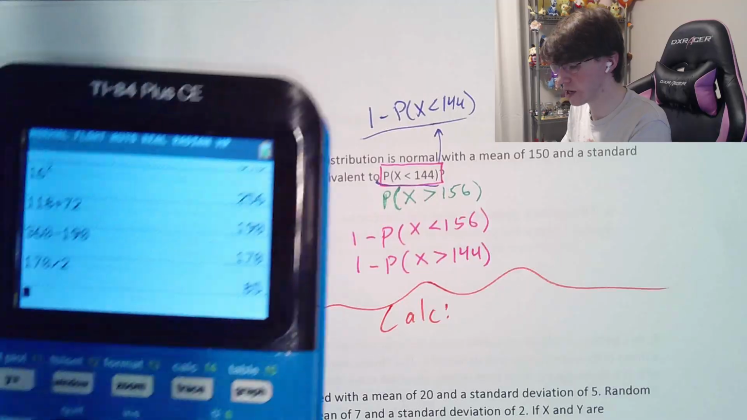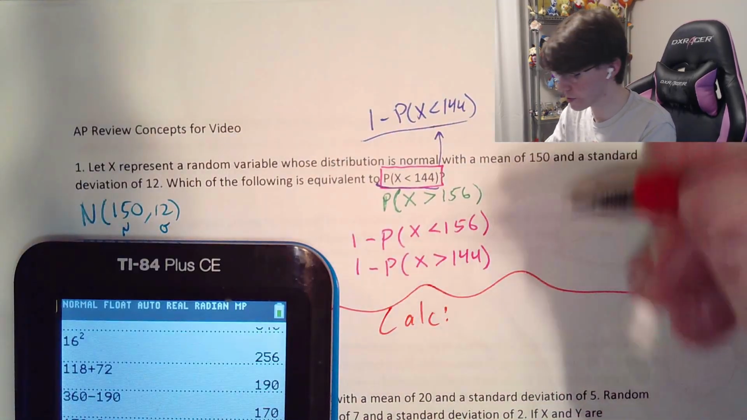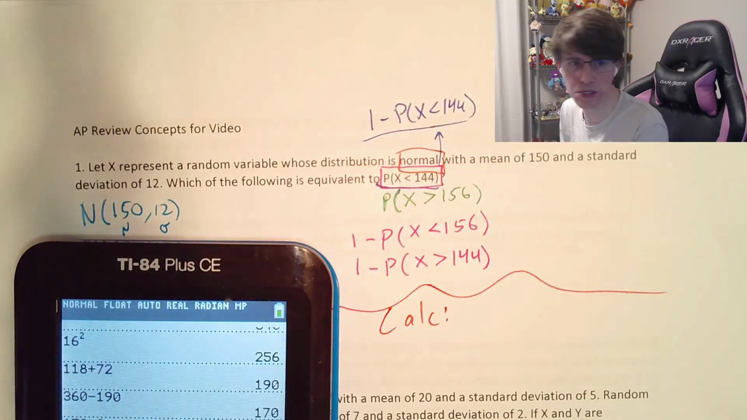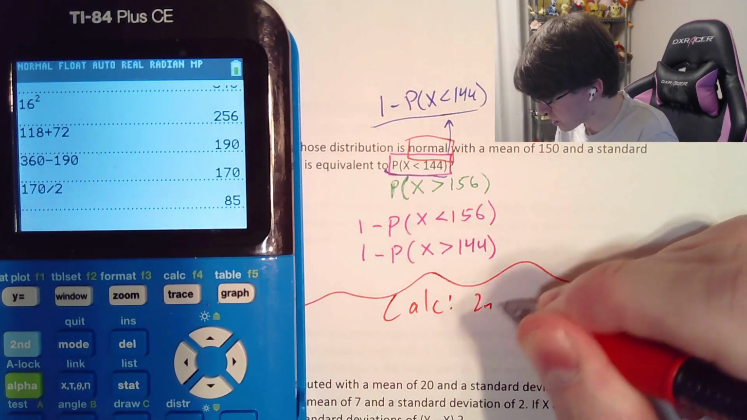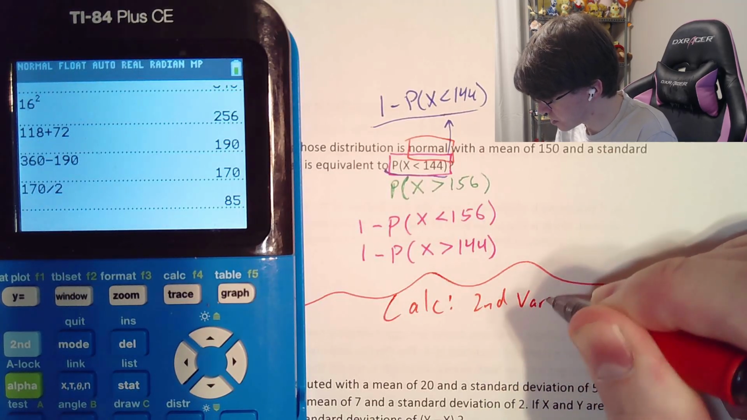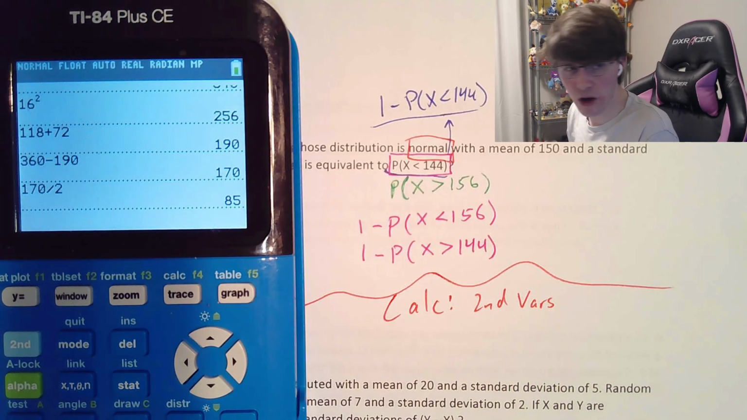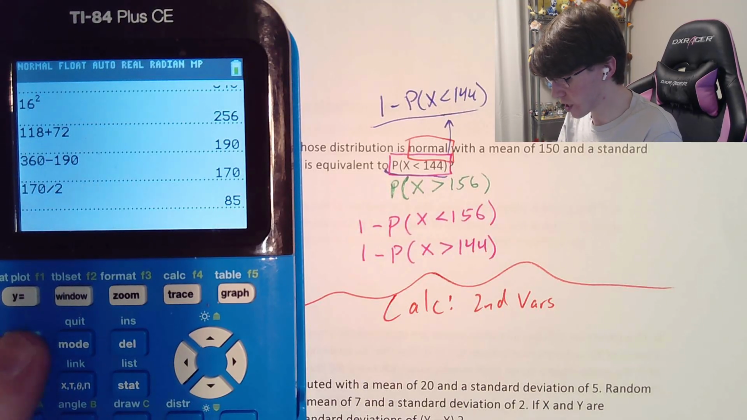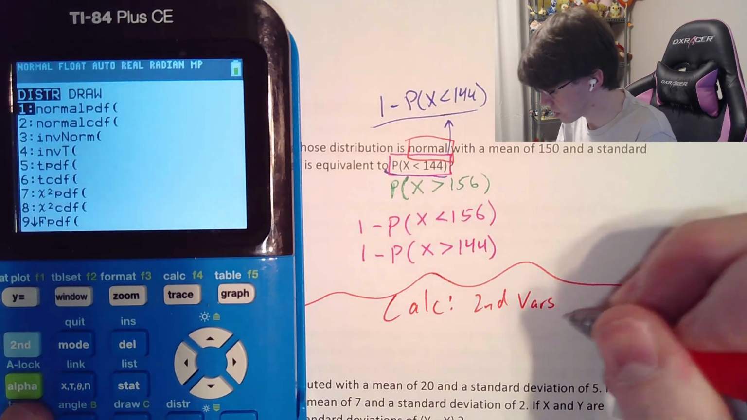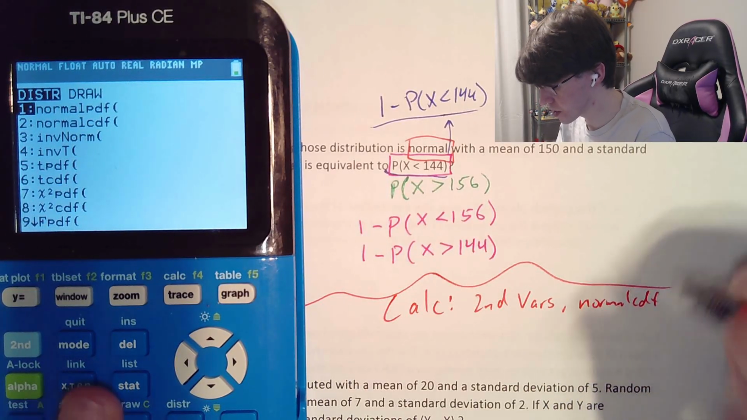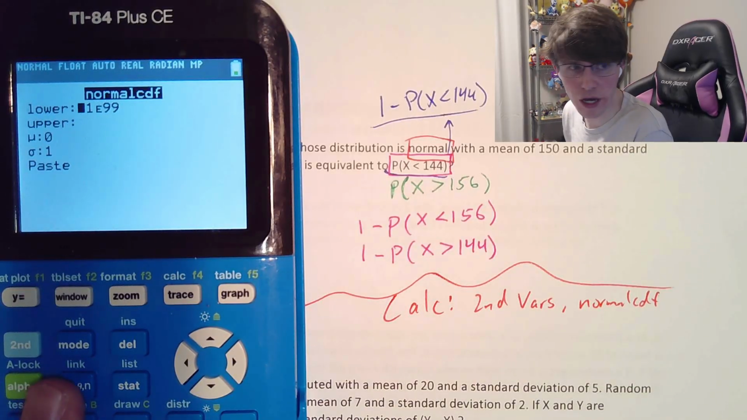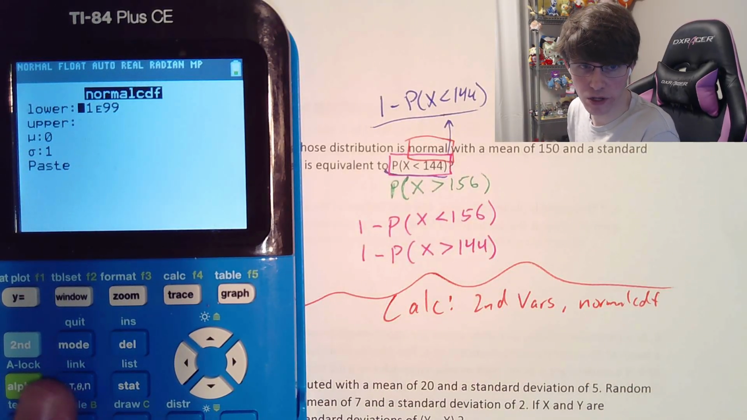So we want to go ahead and do a normal distribution. Remember, the only reason we can do this red part is because it says the word normal here. So we're going to be doing our second vars. So we have second vars, and from the second vars, we get the distribution. We're going to hit normal CDF. Here's our normal CDF. And we need to calculate every single one of these individually.